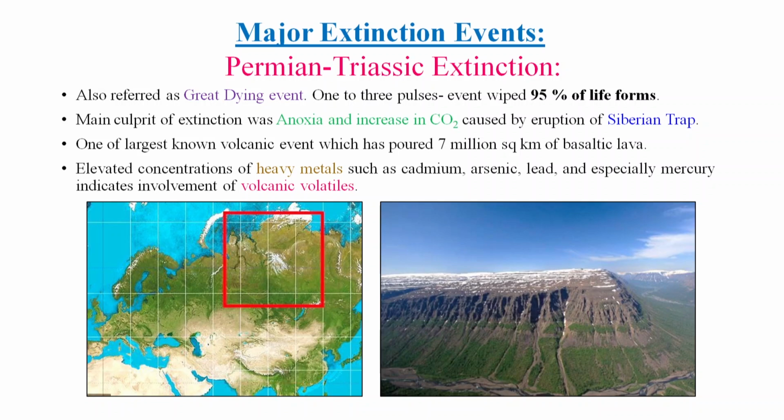Also there was a huge release of volatile materials from this lava, especially in this part of Eurasia, which is referred to as Siberia. Here there was a trap basalt event similar to that of the Deccan trap region, or the Deccan trap basalts. It is very similar to that. So this obviously led to the Permian Triassic extinction.